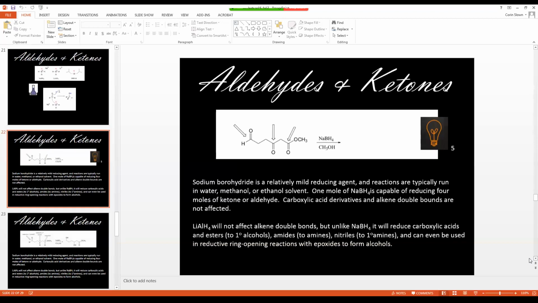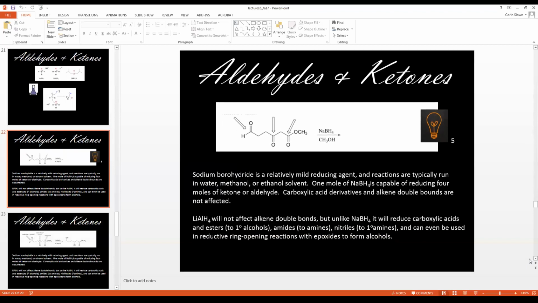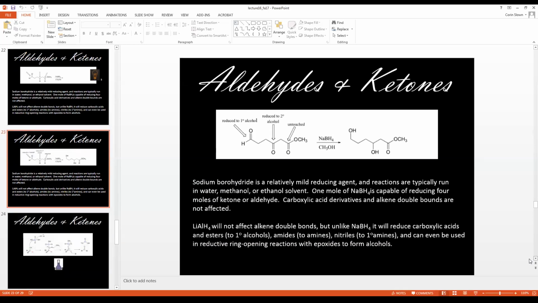When we think about the reactivity then of reducing agents like sodium borohydride, it's important to consider their selectivity. So sodium borohydride is relatively mild, and the reactions typically run in water, methanol, or ethanol solvents. So 1 mole of sodium borohydride can reduce 4 moles of ketone or aldehyde. These carboxylic acid derivatives or alkene double bonds are not going to be affected. So there's only some of this molecule that's actually going to be reduced. And that's what's shown here. So I reduced my aldehyde, I reduced my ketone, but my ester stays intact.